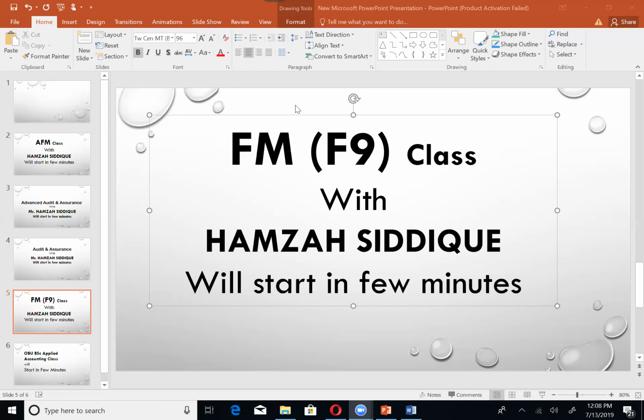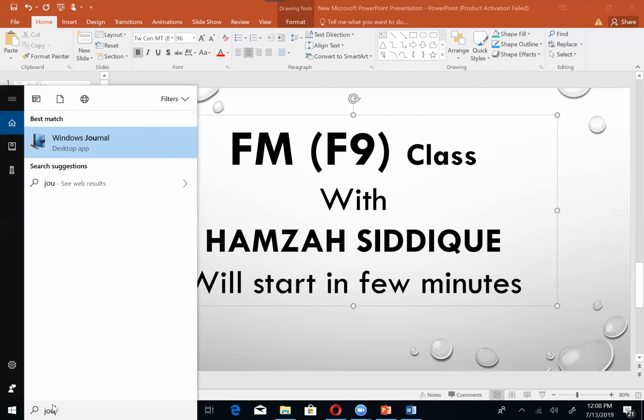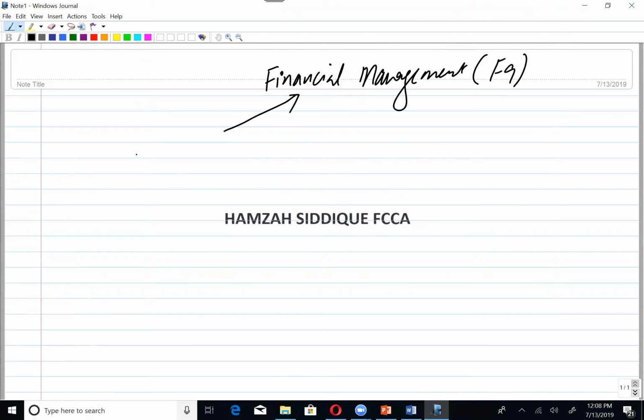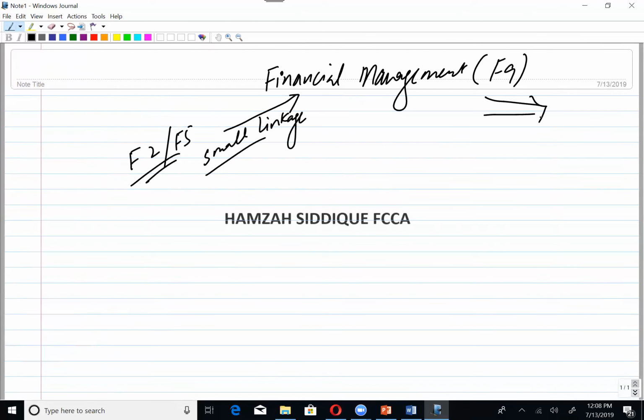Okay, students, F9 financial management paper. Students, this paper has a bit of linkage from F2 and F5, only a small linkage of some concepts. And forward looking, this is the basics of the Advanced Financial Management paper, P4, which is the optional paper of ACCA.